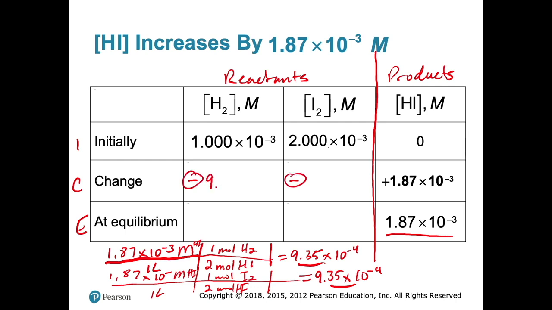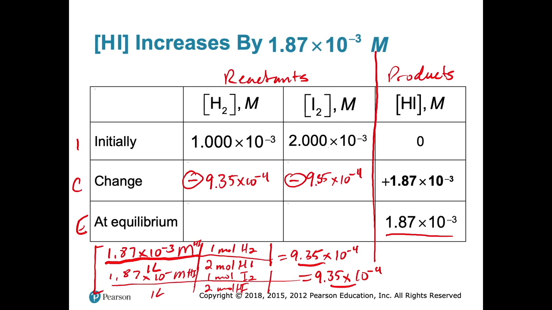And then we put into our box 9.35 times 10 to the negative 4, 9.35 times 10 to the negative 4. Does that make sense, how we get those numbers right there? An easy little molar calculation at the bottom that you've done a gazillion times in Gen Chem 1, to do the change in the reactants.